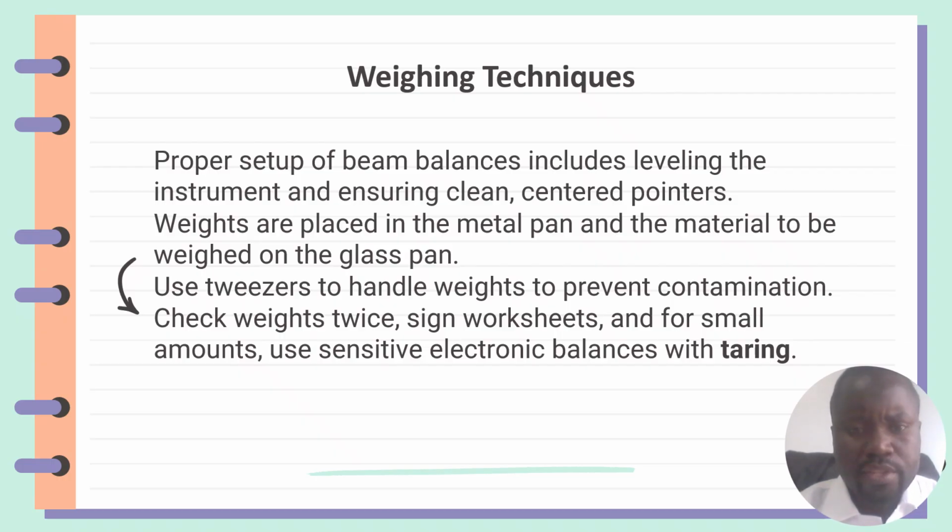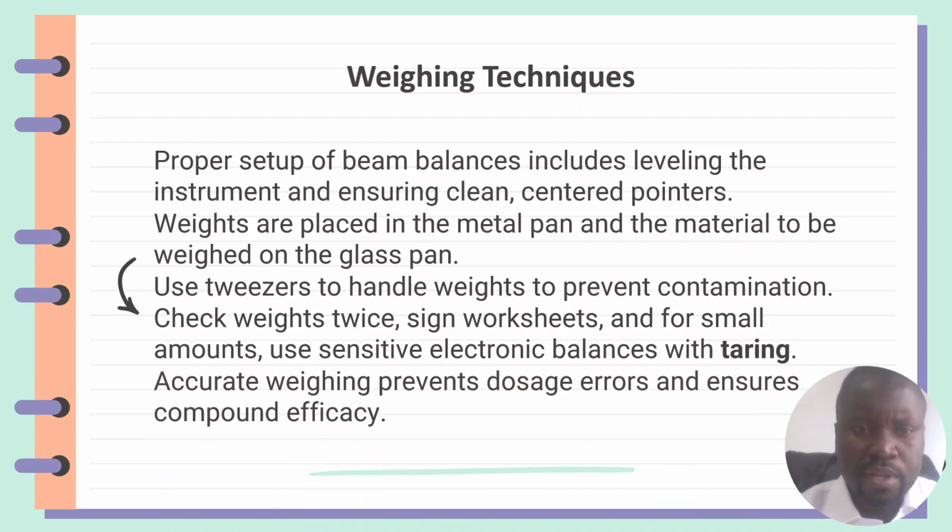You have to use instrumentation that can assure that there is no contamination. You need to check your weights twice, more than once. This is important to ensure that accuracy is maintained. Then you need to be able to sign the worksheets that you are doing, and for small amounts, as we have said, make sure that you write in the correct units and in full and not abbreviations. And for sensitive electronic balances, you always have to ensure you are taring, and you have to be able to do this in the labs and make sure you understand what taring is and how useful it is in ensuring accuracy in the measurements.